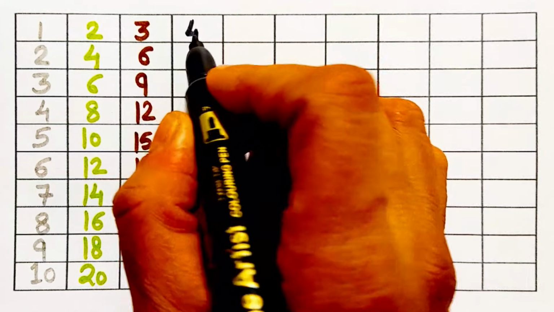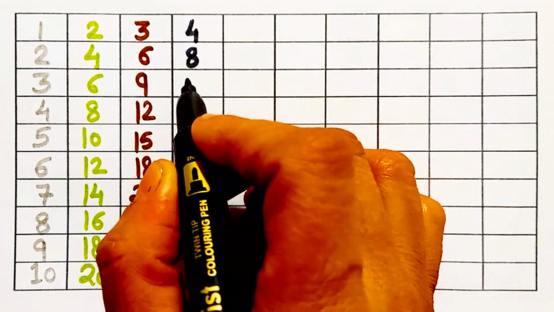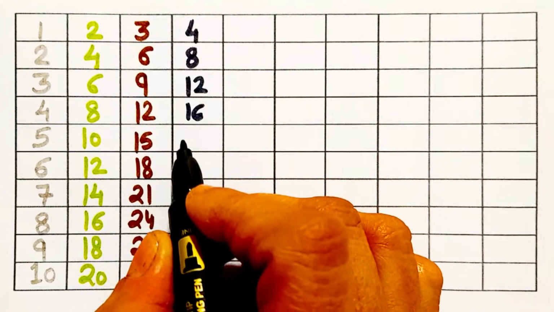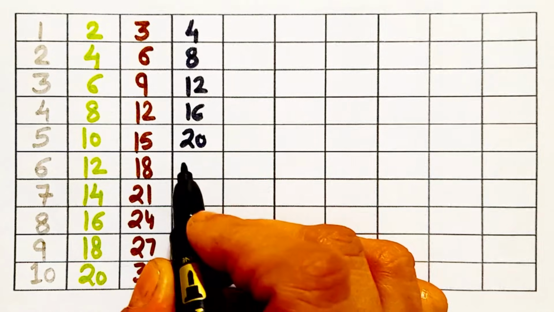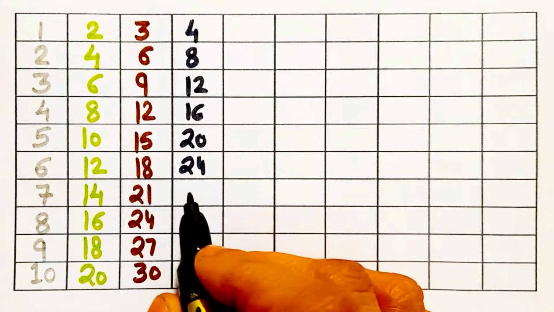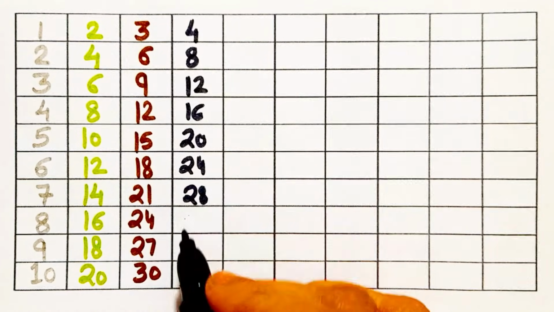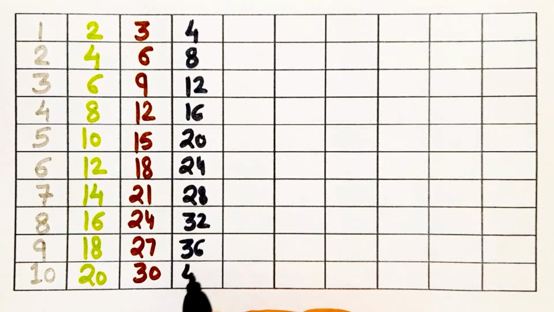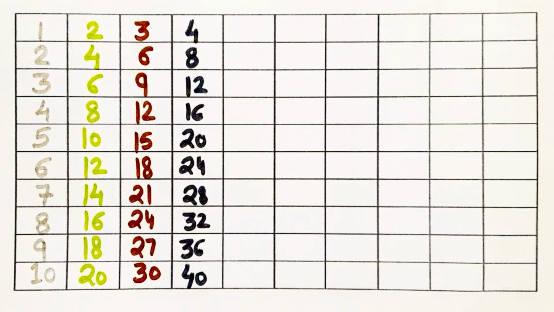Now table of 4. 4 ones are 4, 4 twos are 8, 4 threes are 12, 4 fours are 16, 4 fives are 20, 4 sixes are 24, 4 sevens are 28, 4 eights are 32, 4 nines are 36, 4 tens are 40.